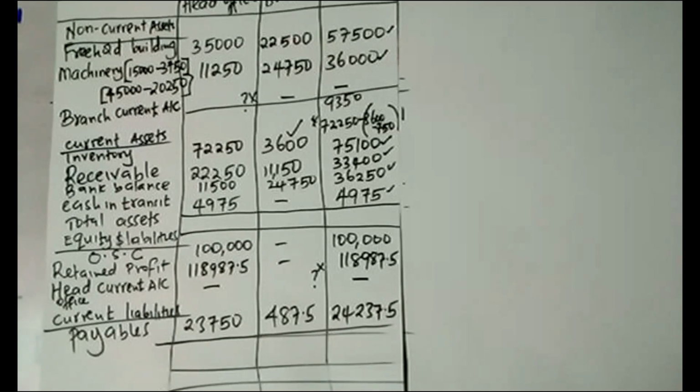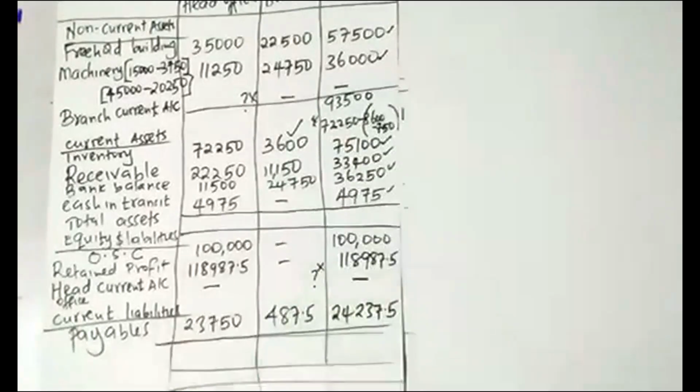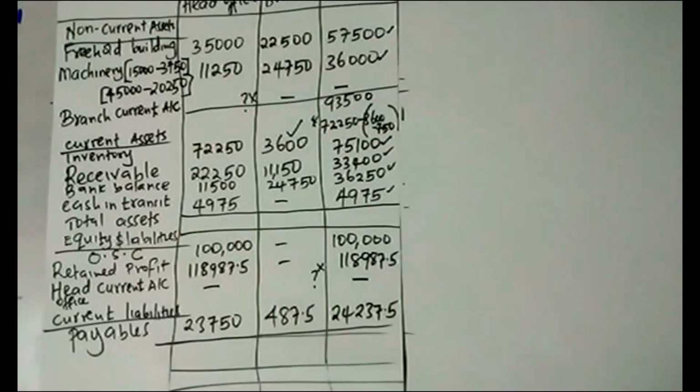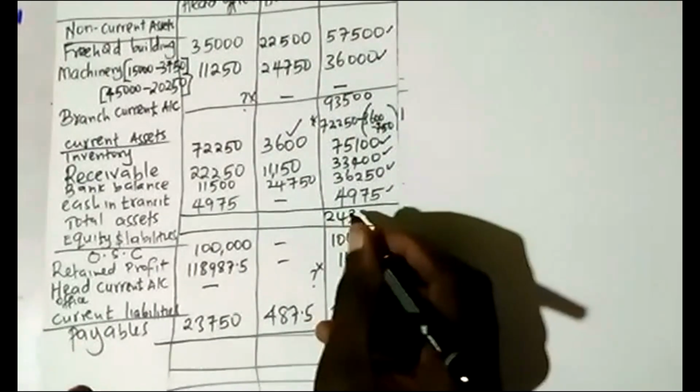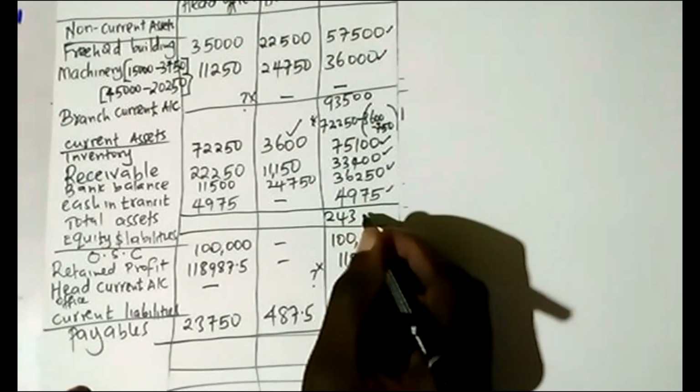So let us do the balancing. I was saying that now we can add the combined. So 57,500 plus 36,000, I'm getting 93,500. Then after that, we have to add 75,100, because this was just a working we did here, plus 33,400 plus 36,250 plus 49,750. So I'm getting 243,225.